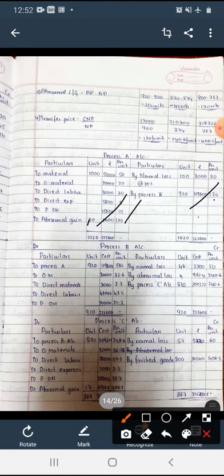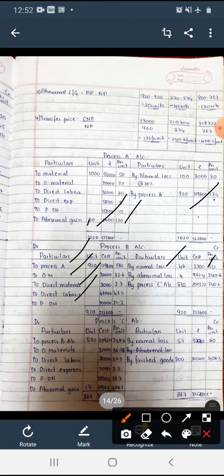Next, process B is the same, there are no other changes. Transferred from process A, then materials given in the problem 30,000, direct labor 40,000, and the production overhead is 50% of direct labor under process B, which is 40,000, so 50% means 20,000. Then normal loss: how much? Under this, 5% normal loss on input, so input is 920 into 5%, which is 46. Next, sold for how much? Rupees 50 is given in the problem, so 46 into 50 is 2300.